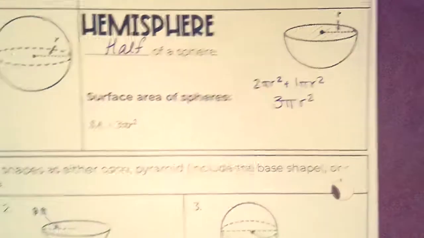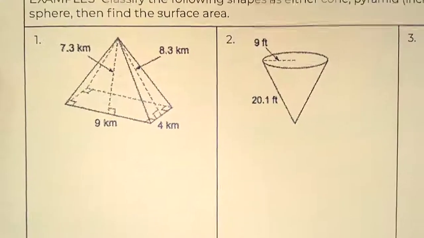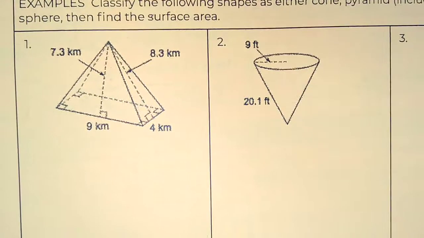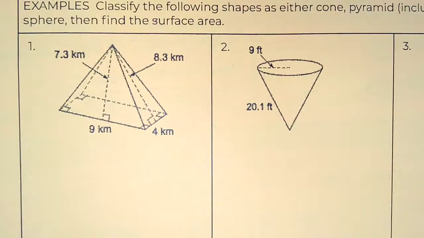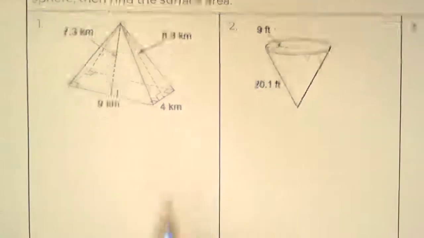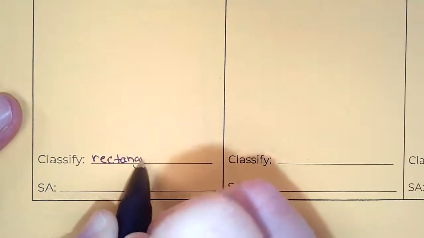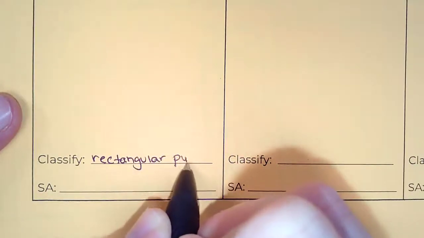All right, let's begin our examples. It says classify the following shapes as either cone, pyramid, including the base shape, or sphere. Then find the surface area. So this shape is a pyramid. Now what is the bottom? A rectangle. So it's a rectangular pyramid.